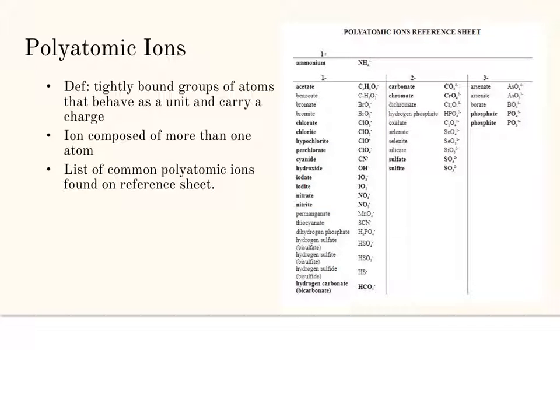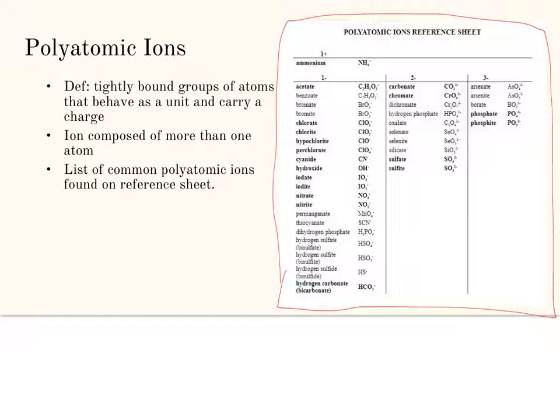Besides oxidation numbers, we also need to understand what a polyatomic ion is. A polyatomic ion, by definition, is tightly bound groups of atoms that behave as a unit and carry a charge. In other words, polyatomic ions are ions that are made up of more than one atom, but we treat them as just one singular substance. You were given this polyatomic ions reference sheet in class, and again, you will always have access to this sheet. So as long as you understand how it works, you don't have to memorize anything on it.